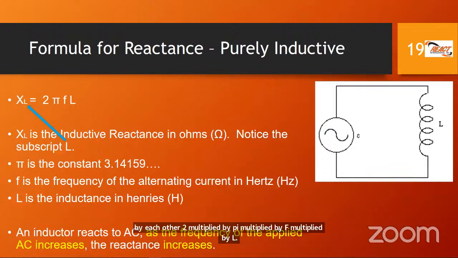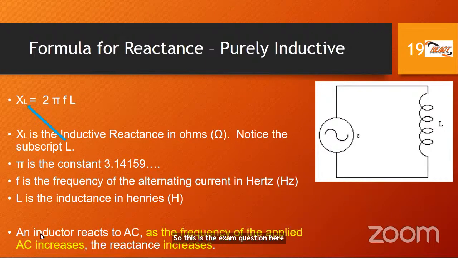So this is the exam question here. It will ask you how an inductor reacts to alternating current. So notice this is an alternating current source. You have an inductor. How will it react if you increase the frequency of this source? Well, as the frequency of the applied AC increases, that's this frequency here, the reactance increases. Again, we will show a worked out formula. But you should realize that once you increase the terms on this side here, then this should also increase because this is equal to this, right?